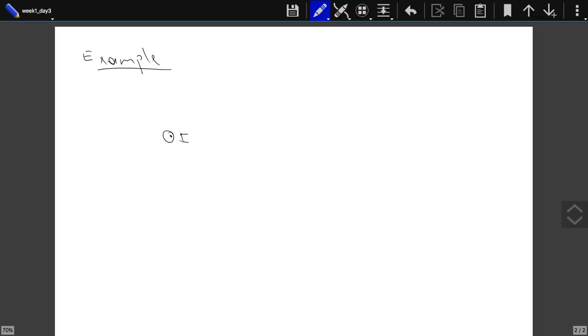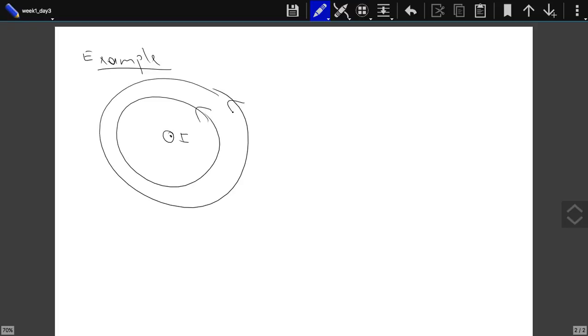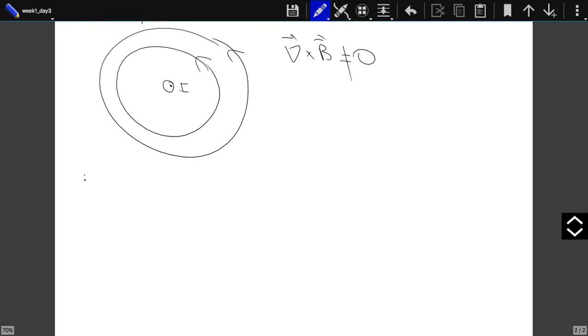Let's say this is our wire. If you remember from your 110 or 106 courses, the magnetic field created by this wire is in which direction? Clockwise or counterclockwise? Counterclockwise. So the curl of B in this case is non-zero, because your magnetic field is rotating around that point.